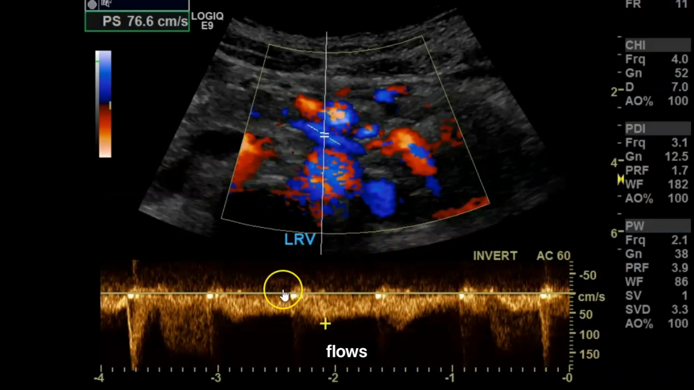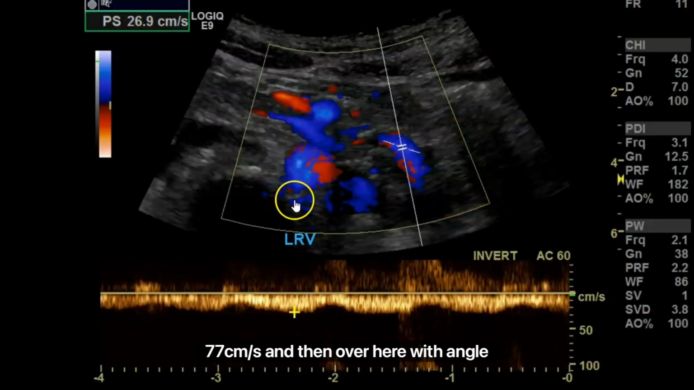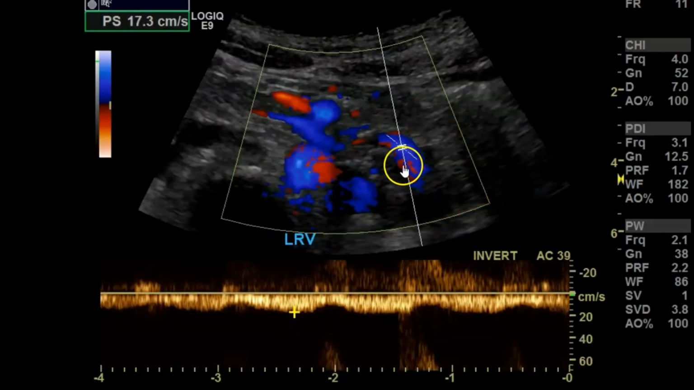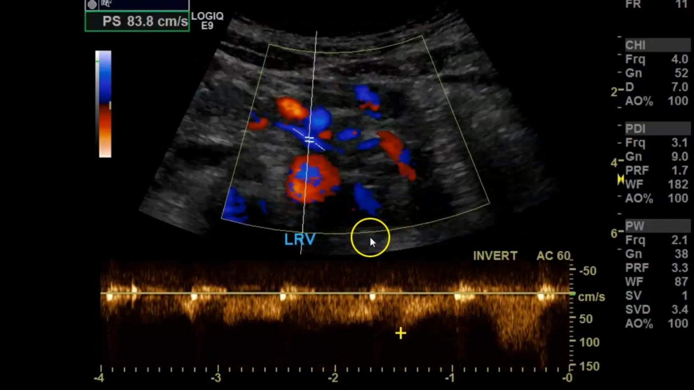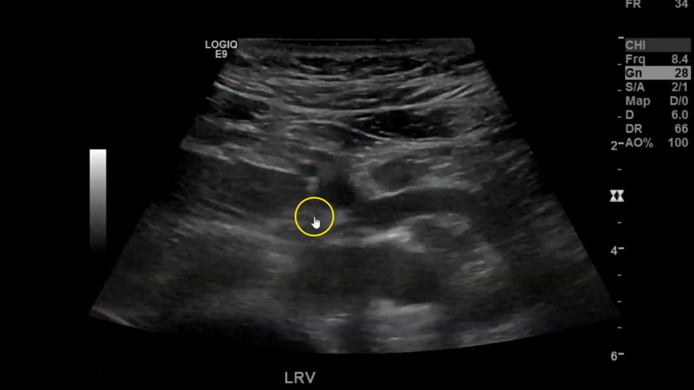So there you can see the flows. You got these areas here, but it's about 77, and then over here with angle correction, it's about 17. So quite a difference. All right, I did it again, 84.